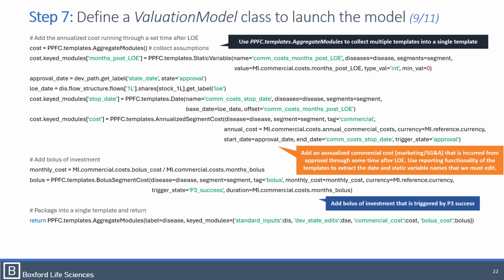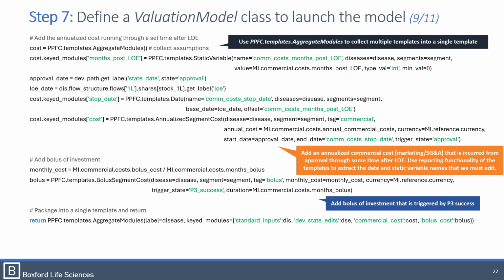The last thing we do is add a bolus of investment. Here we have a different segment called bolus segment cost, where we take a total cost of this investment divided by the number of months over which we spread it. That's a monthly value. And then we say that we're going to incur this monthly cost starting at the trigger date of phase 3 success, and it's going to continue for a number of months after that.